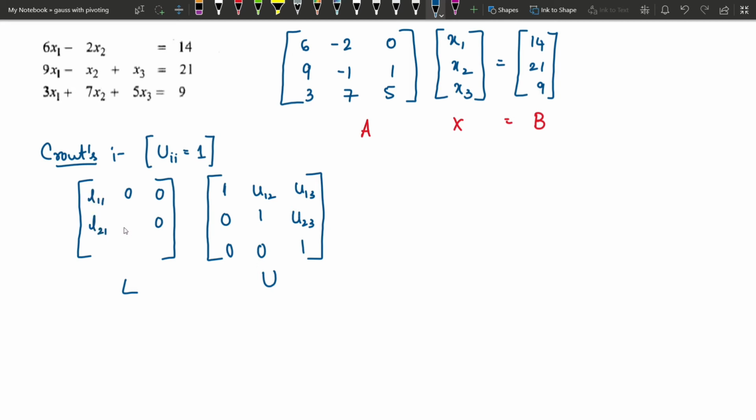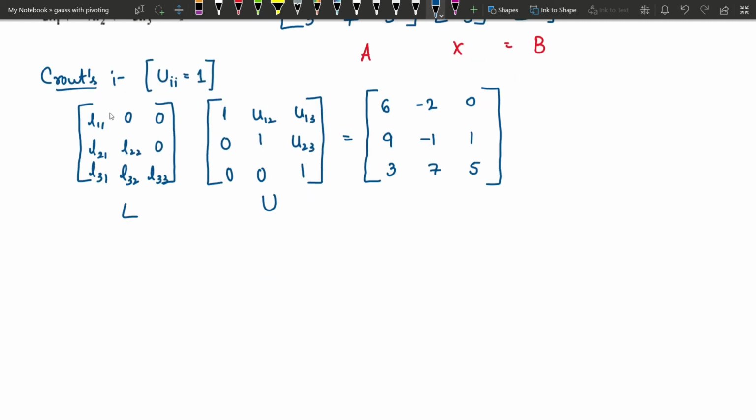In the lower triangular matrix, we have the upper triangular elements as 0. So these three elements will be 0, L11, L21, L22, L31, L32, L33. This is equal to our coefficient matrix, which is 6, minus 2, 0, 9, minus 1, 1, 3, 7, 5. Now we have to multiply, right?